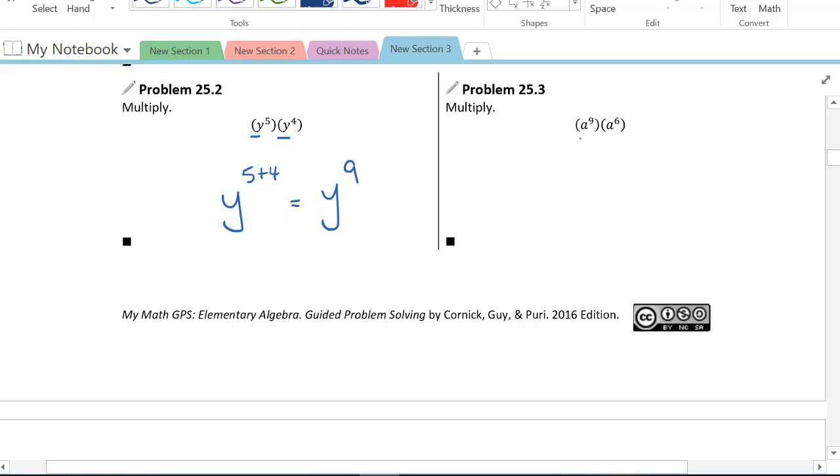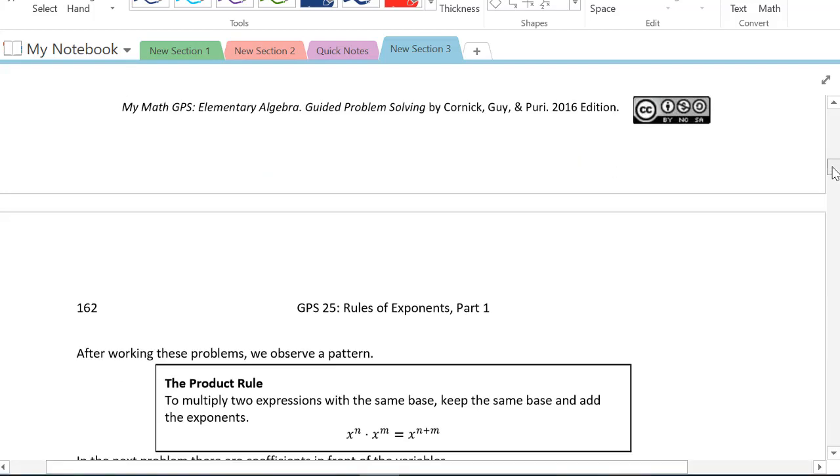For the next one, same thing. Check if they have the same base. This has a base of a, this has a base of a, right? So they have the same base. So what do I do if they have the same base and I'm multiplying? I add their exponents. So that gives us a to the 9 plus 6, which is a to the 15. And that's it. That's all there is to it, really. Let's look at another one.